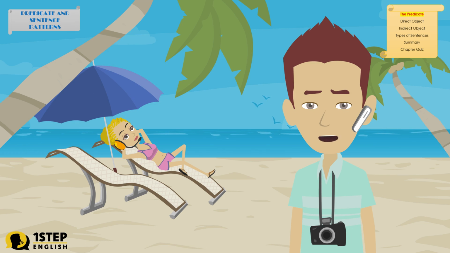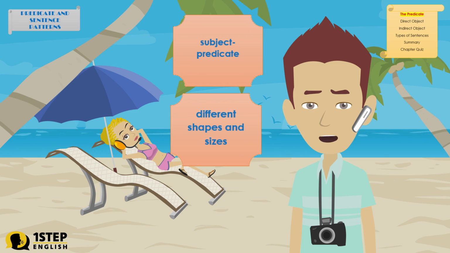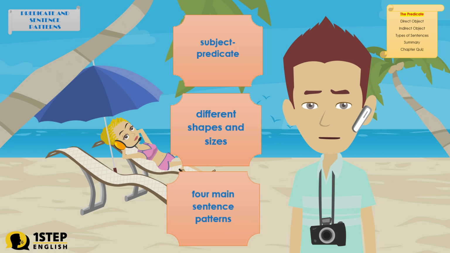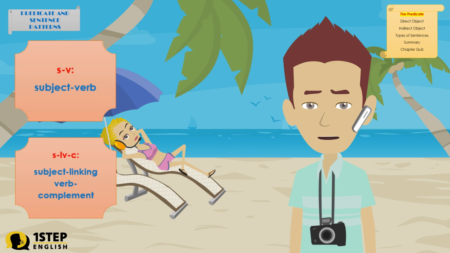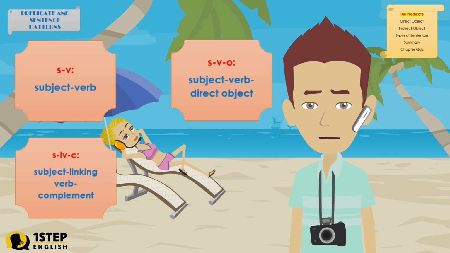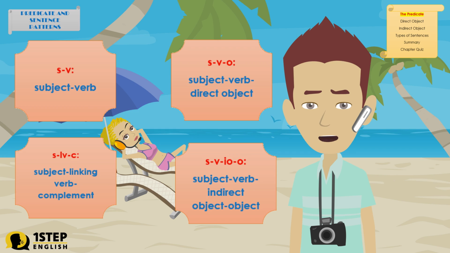As you've seen, the basic English sentence pattern is subject-predicate. Predicates come in different shapes and sizes, forming four main sentence patterns. First, the S, V, or subject, verb. Second, the S, LV, C, or subject, linking verb, complement. Third, the S, V, O, or subject, verb, direct object. And, fourth, the S, V, IO, O, or subject, verb, indirect object, object.